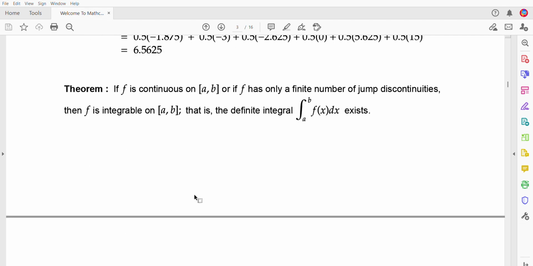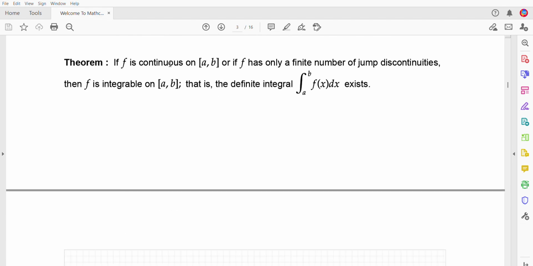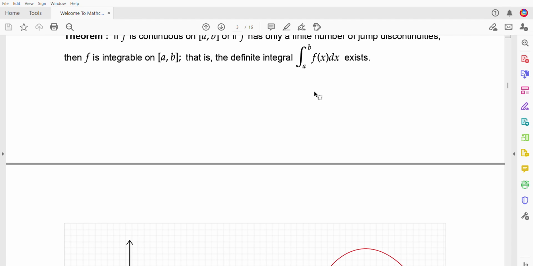Here is a theorem. If f is continuous on closed [a, b], or if f has only a finite number of jump discontinuities, then f is integrable. That is, the definite integral from a to b of f(x) dx will exist. What does that mean? Remember, the limit of Riemann sum may or may not exist in general. But this theorem states if f is continuous or if f has only a finite number of jump discontinuities, then this integral does exist. The limit will exist.